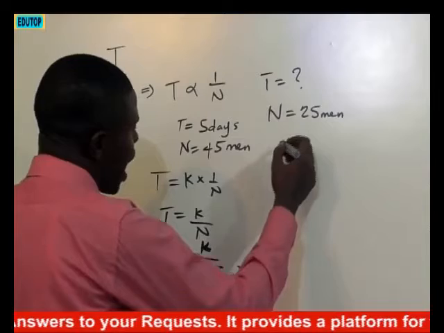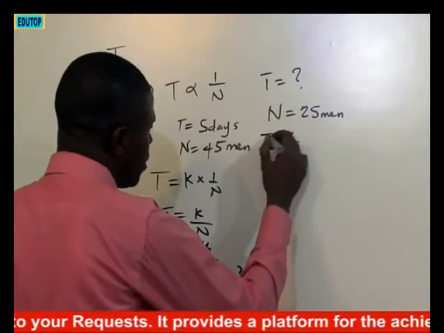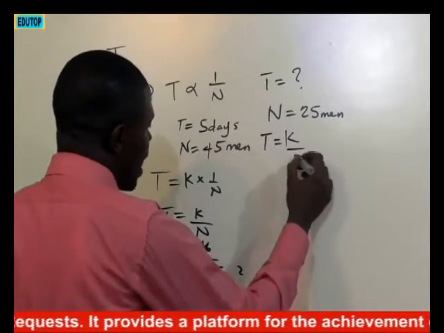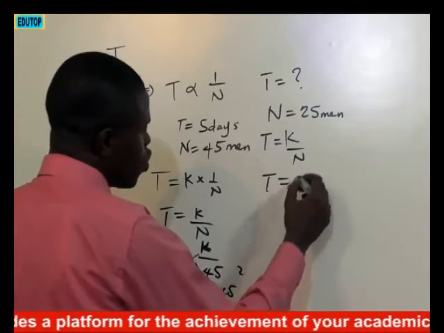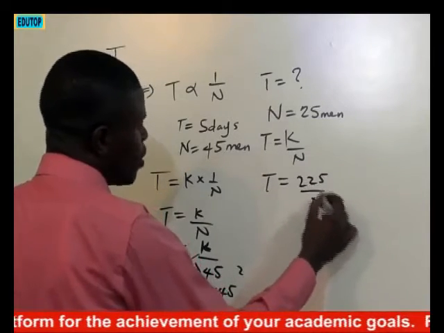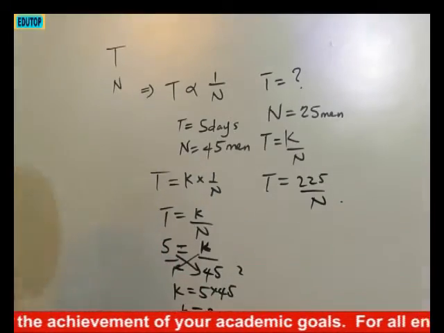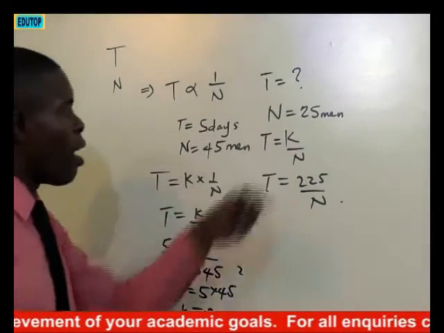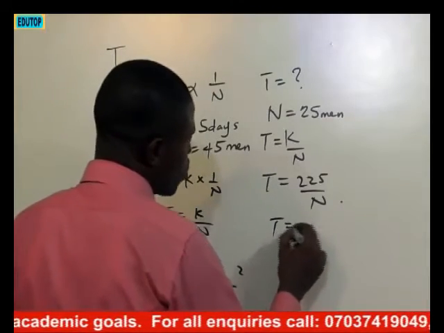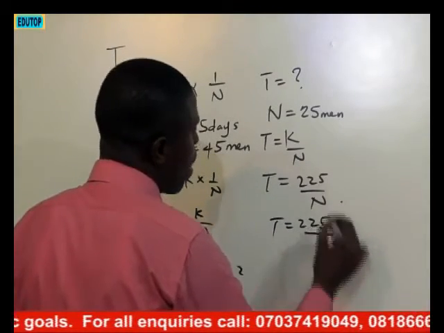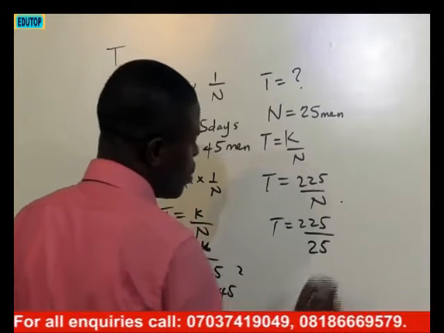225. So in that situation, I have t equals k over n. So what is t? K is what? K is 225 over n. So in this situation, where the question asks us to calculate the time and the number of men is given, we have t equals 225 over, what is the number of men? 25. So we can now reduce this.